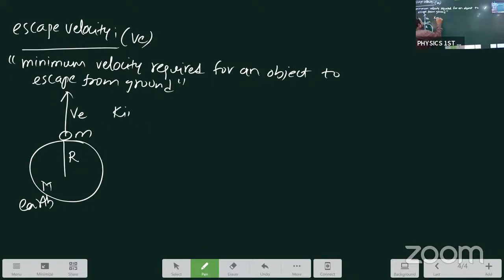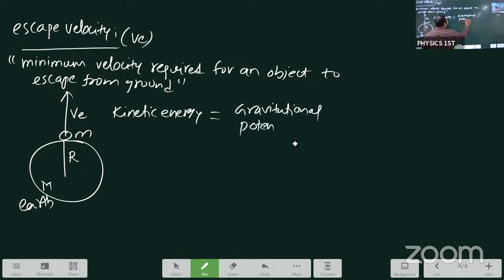One is the kinetic energy. In the previous force case, came student, equilibrium. Now kinetic energy balances with gravitational potential energy. So in equilibrium position, gravitational potential energy balances with kinetic energy.